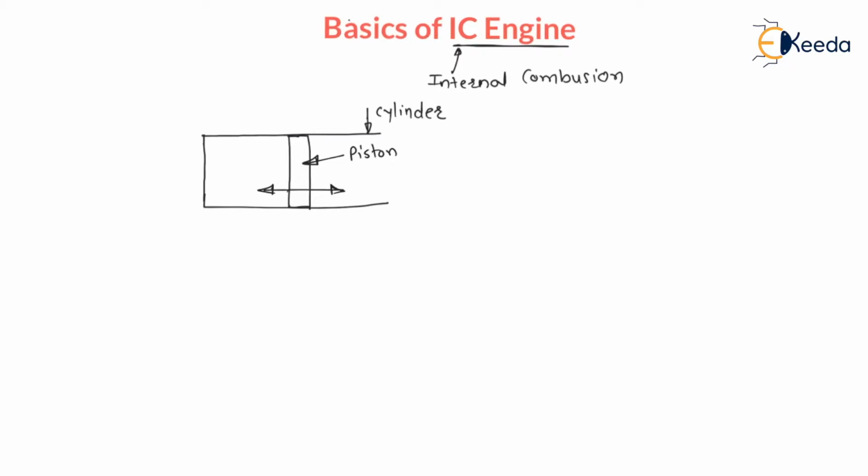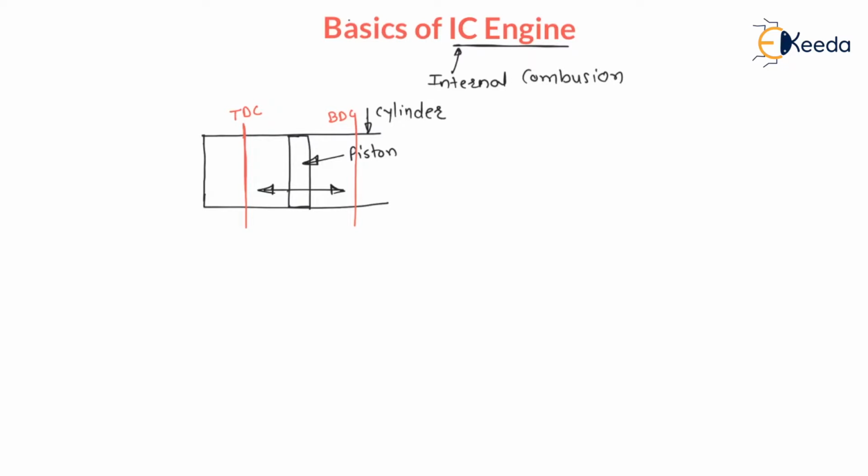Now the extreme positions of this piston are, here this will be the top extreme position of this piston, which is called top dead center, TDC, and there will be another extreme position for the reciprocation which is called bottom extreme position, or also called bottom dead center, BDC, right?